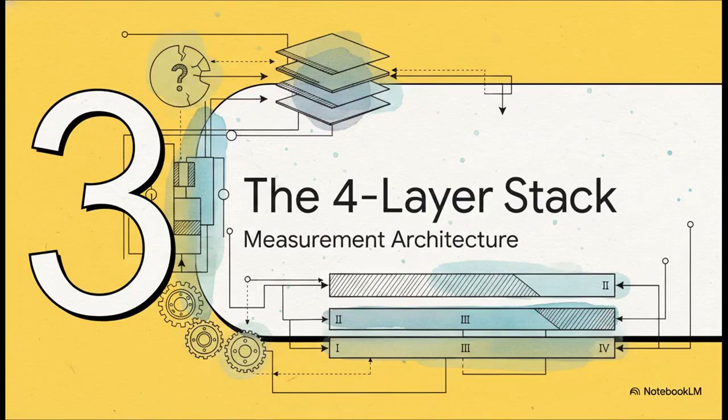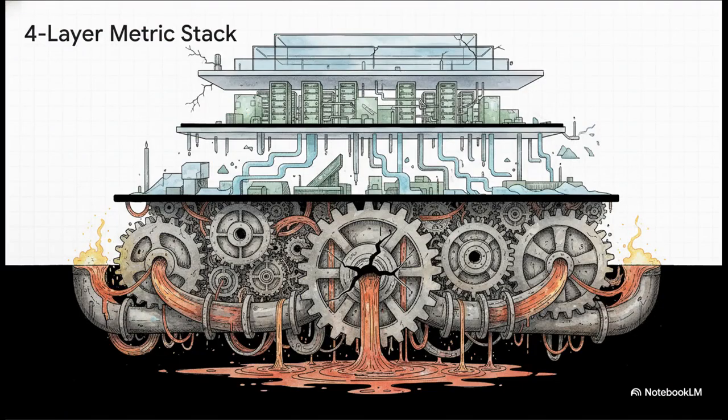Section 3. The 4-layer metric stack and a complete measurement architecture. This brings us to our blueprint solution. We need to completely stop the search for one perfect, ungameable metric because, frankly, it does not exist. Instead, we have to build a comprehensive, multi-layered architecture. We break this architecture down into 4 distinct layers. Layer 1 is business outcomes. These are your lagging indicators, things like total revenue and user retention.